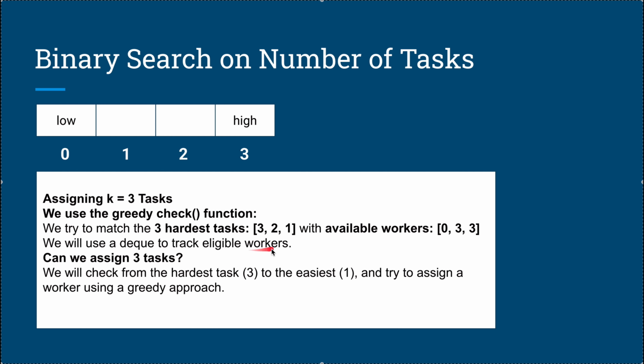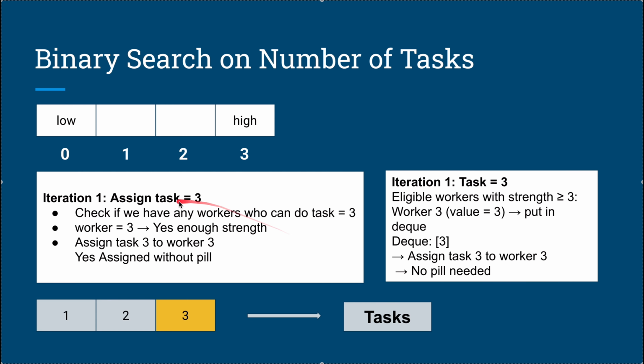So we'll use a deque to track the eligible workers, and we check: can we assign 3 tasks? We take the hardest task first, and we try to assign a worker using a greedy approach. So how will we do that? Let's suppose we have iteration 1, and we take task equal to 3. We have written the code so that we start from the highest one, the toughest task.